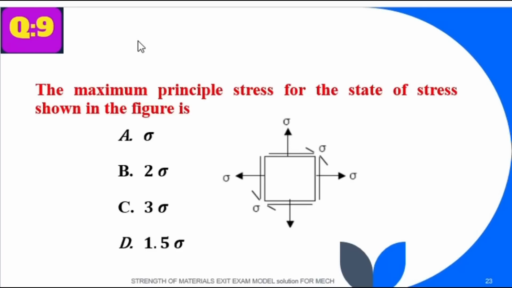of stress shown in this figure, or the figure here, is A, 1 times stress, B, 2 times stress, C, 3 times stress, and D, 1.5 times stress.